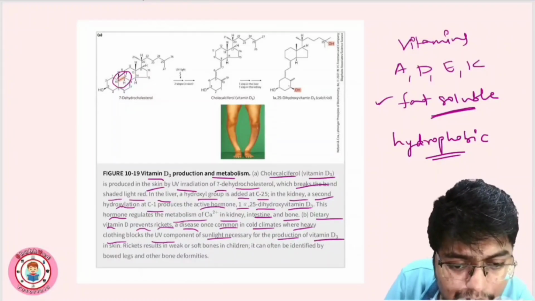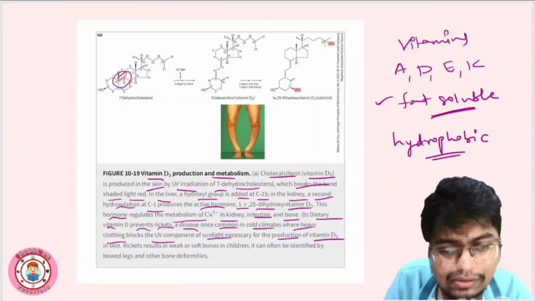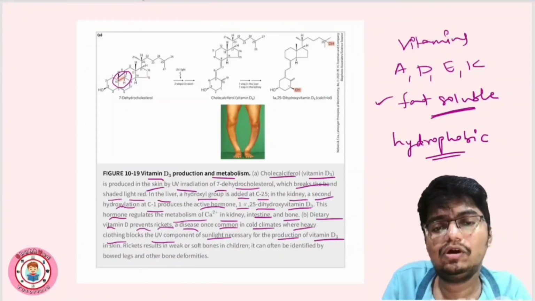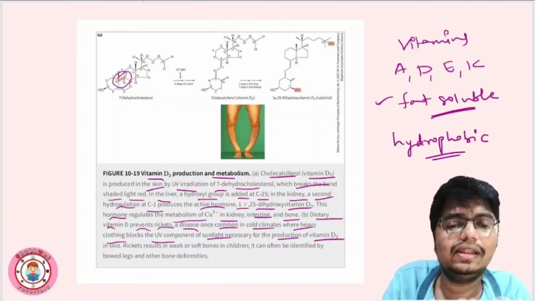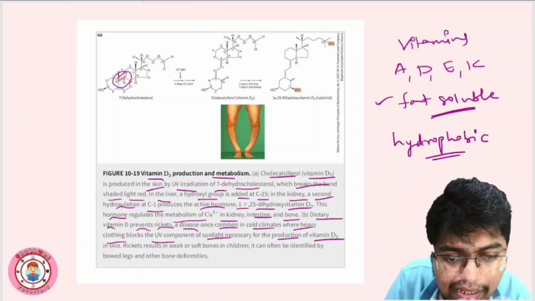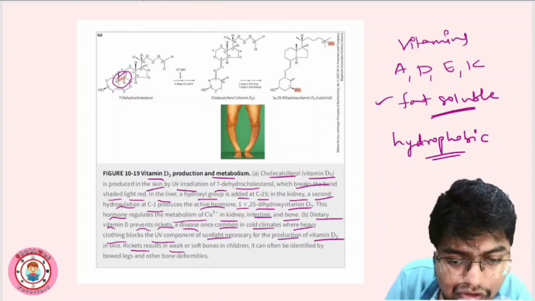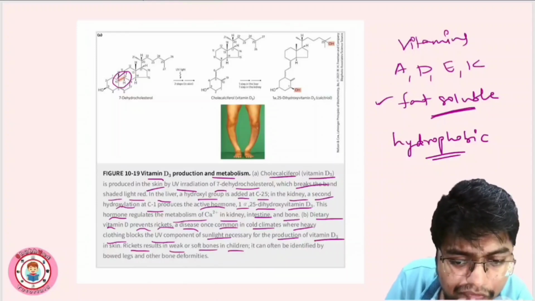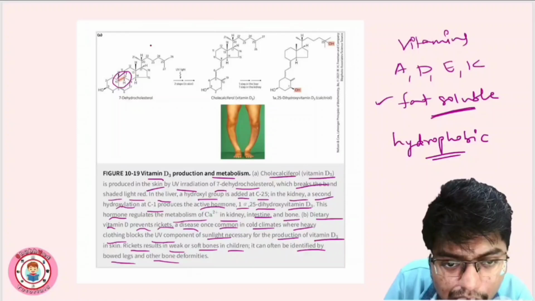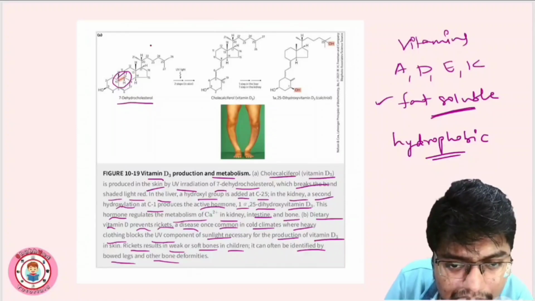Cold weather में common होता था. Why? Because with heavy clothing, sunlight cannot penetrate to the skin, right? Which is important for the production of vitamin D3. Rickets results in weak or soft bones in children. It can often be identified by bowed legs and often other bone deformities. So you can see this picture. The first molecule is 7-dehydrocholesterol.